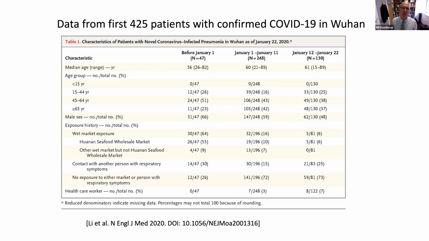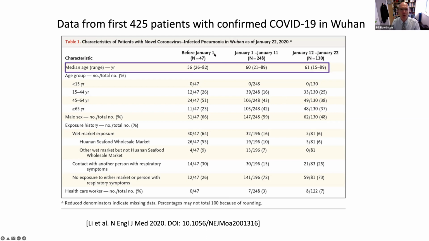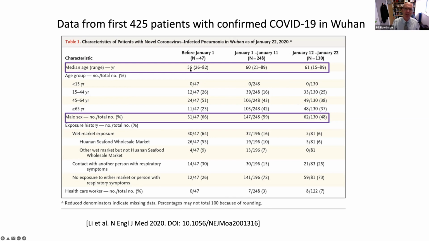And it essentially looked at what happened before January the 1st, 2020, between January the 1st and January the 11th, 2020, and then January the 12th and January the 22nd, 2020. And this is looking at people who developed COVID, basically, in those 3 periods. And there's a couple of things. The ages were similar between all those. They were similarly men and women, a slight predominance of men at the start.